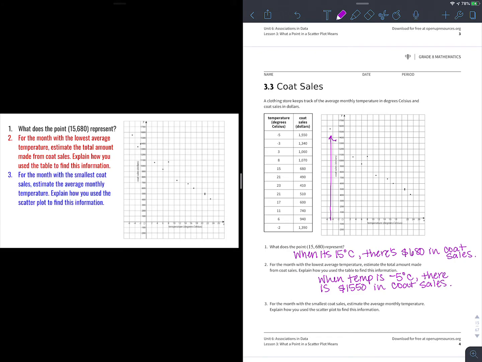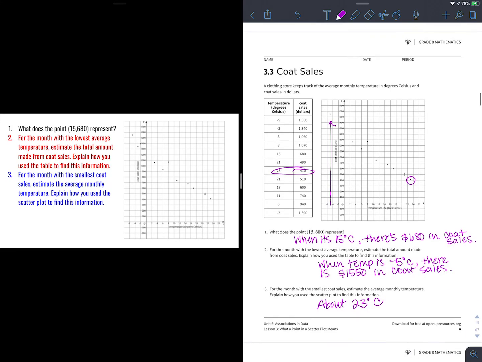For the month with the smallest coat sales, estimate the average monthly temperature. So smallest coat sales, I'm actually going to the graph again to estimate, and this is where I'm looking. Smallest coat sales looks to be close to like the 410, which I'm assuming is here in my table. So I'm going to estimate that it's about 23 degrees Celsius. And that's where I would find that on the graph.